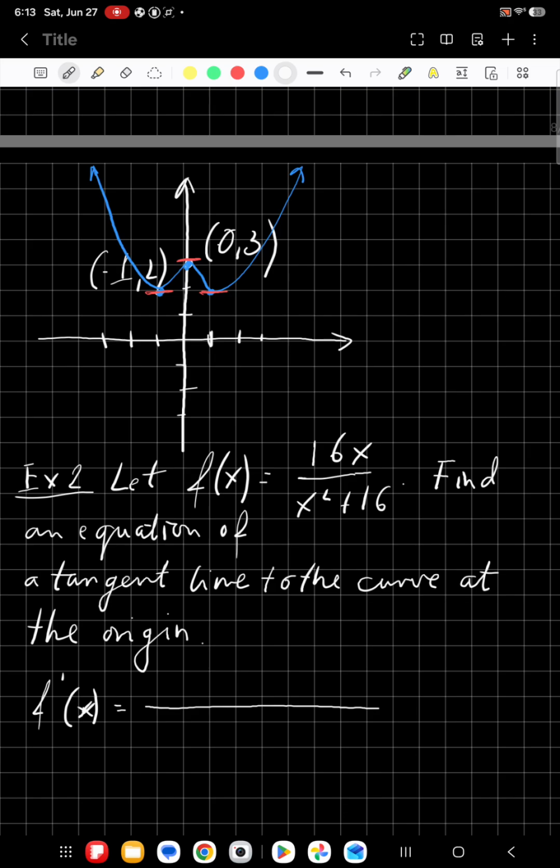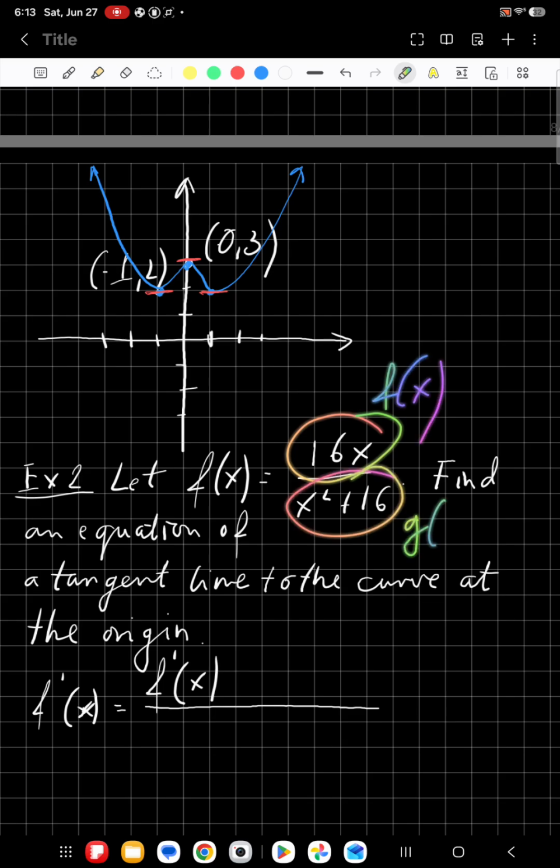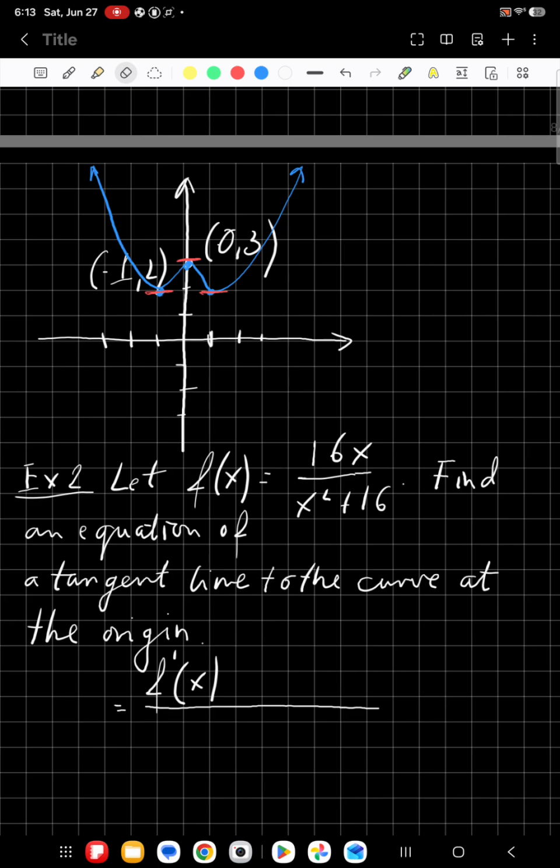So pause the video, try to write it on your own, and it goes something like this. So we have the derivative of the top. This is going to be f of x, and this is going to be g of x. And this shouldn't be f prime of x, so let me delete it and write just dy over dx.